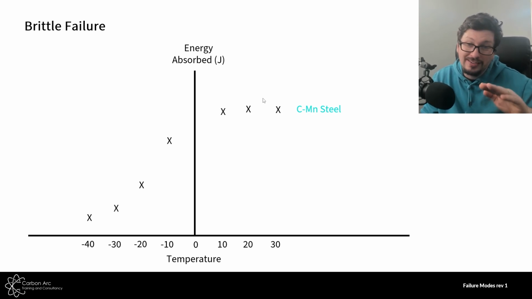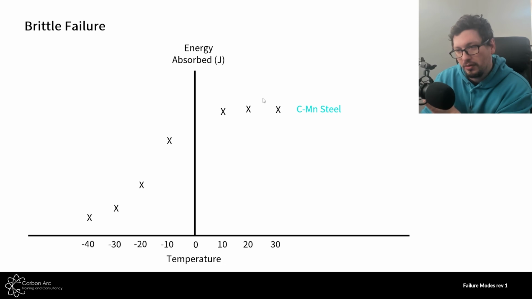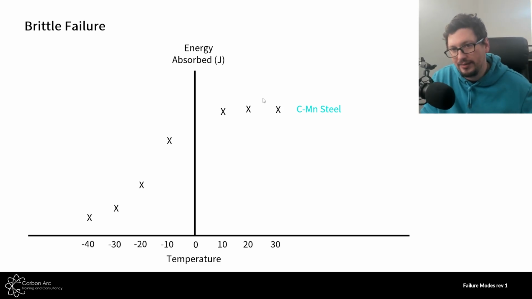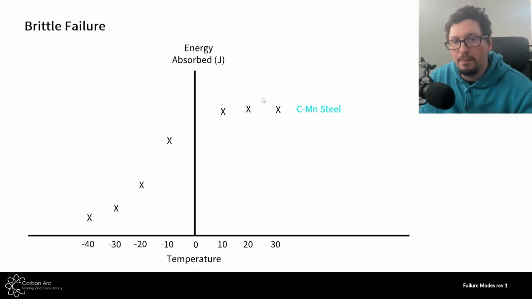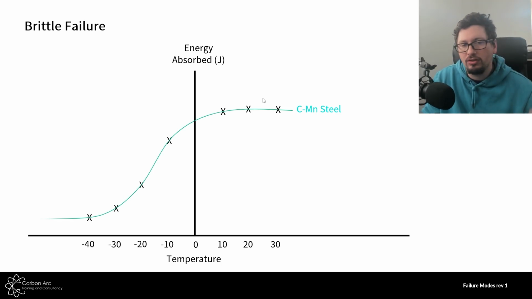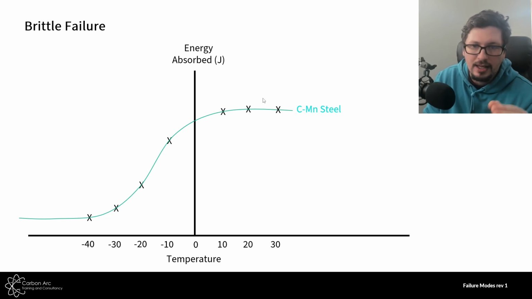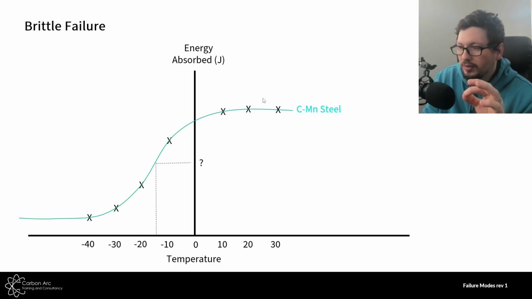What you can see here is going from a positive number on the right to the minus numbers on the left. We can see the absorption energy gets lower as we drop the temperature because the material becomes more brittle, so it absorbs less energy in order to crack. We draw a line through all that to join all points, and this is what we call our transition curve. We're going to decide a test temperature against an absorption level of energy that we want to have.